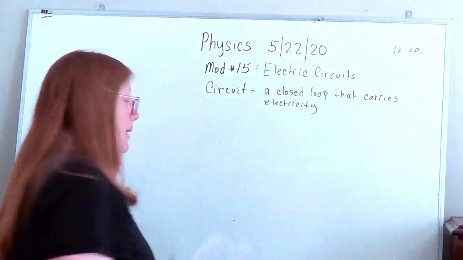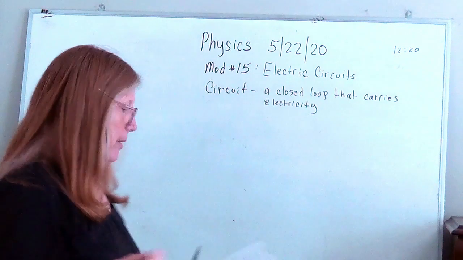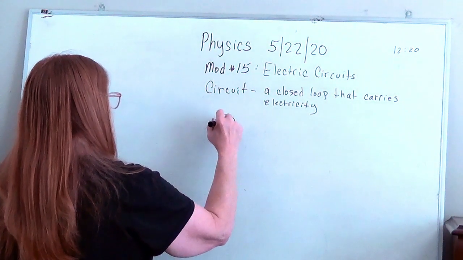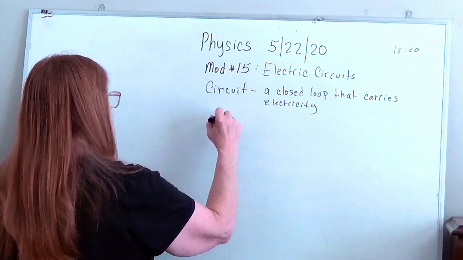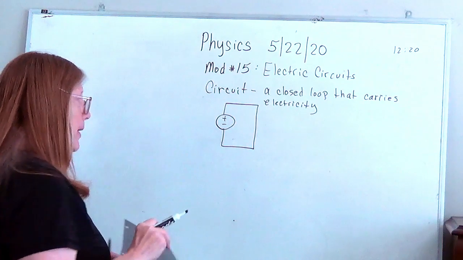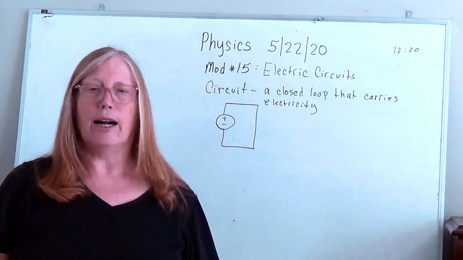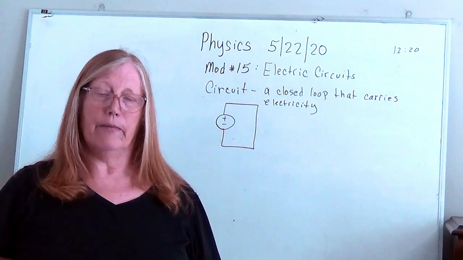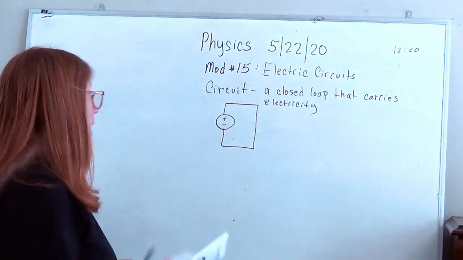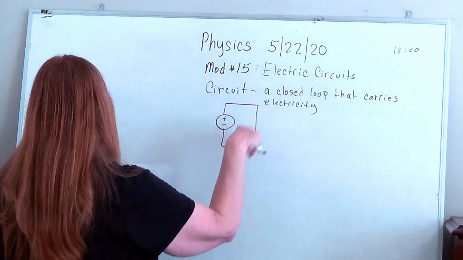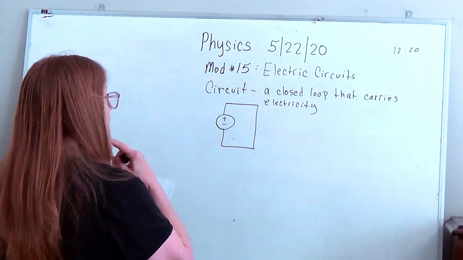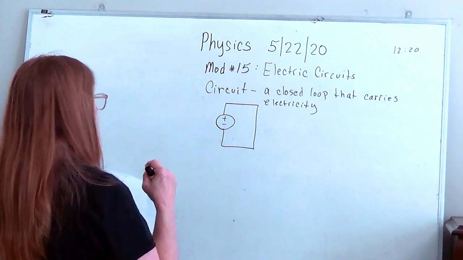So let's take a minute there and draw an example of a circuit. We're going to have some sort of source here. We'll define that a little better in a minute. And a wire. We'll say this is like a perfect wire through which electrons flow perfectly. Again, this is a theoretical wire. And that is called a circuit. So it's a closed loop.